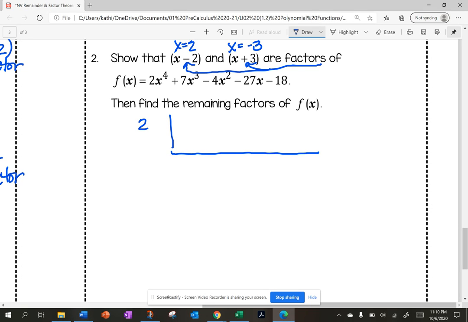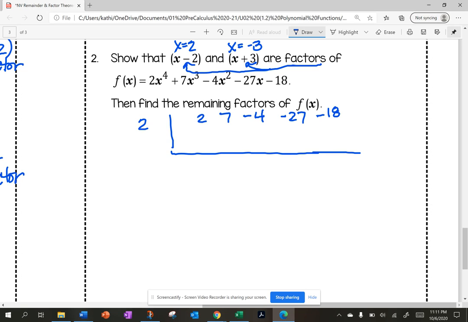And I have 4, 3, 2, 1, 0. So I have no missing terms. So I'm just writing in my coefficients: 2, 7, -4, -27, -18.